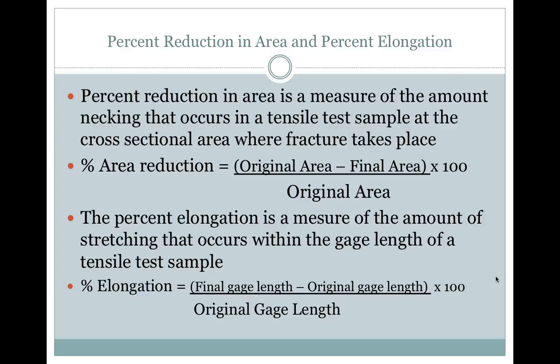Percent reduction in area and percent elongation. Percent reduction in area is a measure of the amount of necking that occurs in a tensile test sample at the cross-sectional area where fracture takes place. The formula is percent area reduction equals the original area minus the final area divided by the original area times 100. The percent elongation is a measure of the amount of stretching that occurs within the gauge length of a tensile test sample. Percent elongation equals the final gauge length minus the original gauge length divided by the original gauge length times 100.